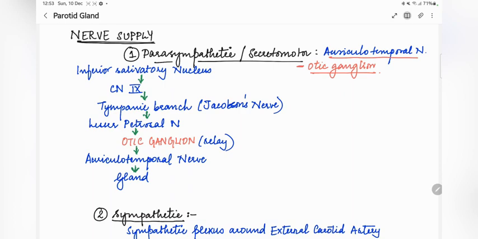So the preganglionic fibers arise from the inferior salivatory nucleus in the medulla, and pass to the glossopharyngeal nerve, which is the 9th cranial nerve. Then the tympanic branch of the glossopharyngeal nerve, also known as Jacobson's nerve, the tympanic plexus, and then the lesser petrosal nerve. Then it relays in the otic ganglion, from where the postganglionic fibers pass through the auriculotemporal nerve to supply the gland. So this initial part is the preganglionic fibers, whereas this is the postganglionic fibers.